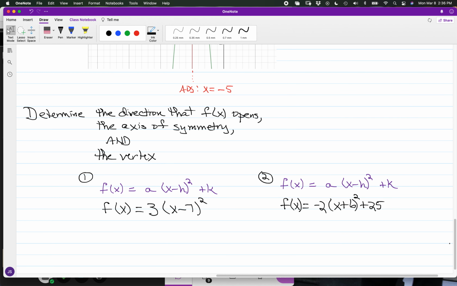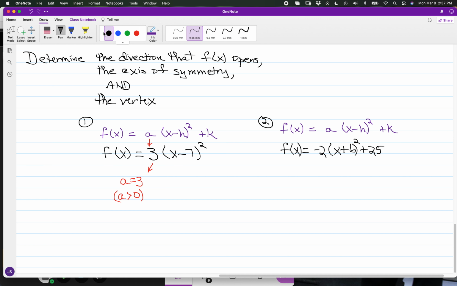Okay, for these two functions, the layout is already in vertex form. And to once again answer these three items, we can go ahead and identify just what the values of a, h, and k will be. Okay, so with the case of a, in the first function, a is equal to 3. So a is positive, and with a being positive, regardless of what the values of h and k will be, f of x is nonetheless going to open up.